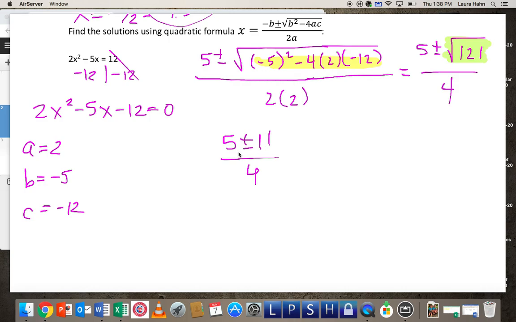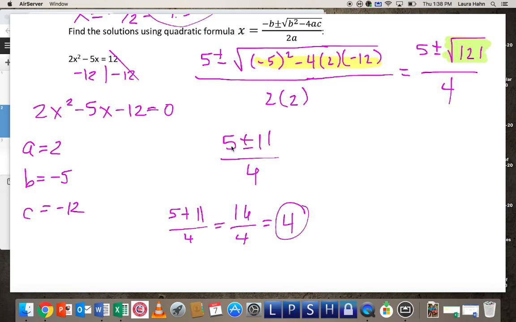So to find my solutions, to find where it crosses the x-axis, the first time I'm going to do 5 plus 11 divided by 4. So let's go ahead and do that. Well, 5 plus 11 is 16. 16 divided by 4 is 4.